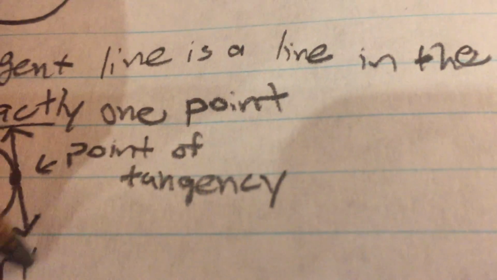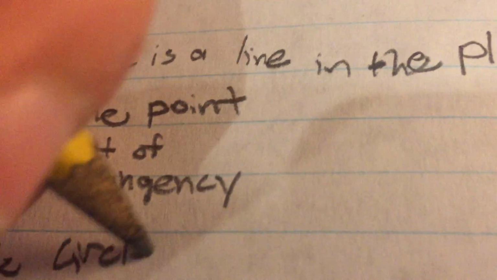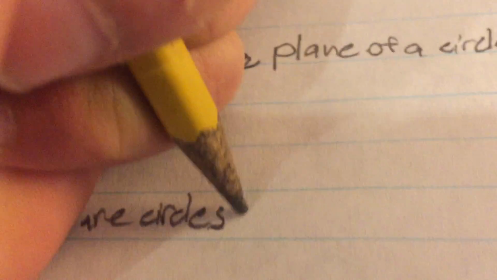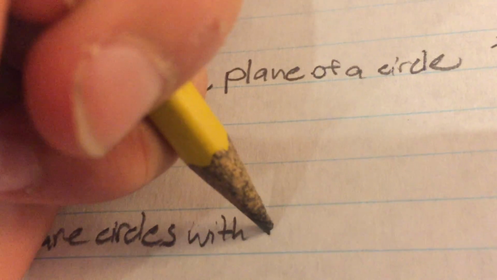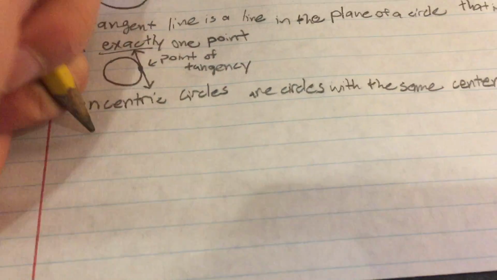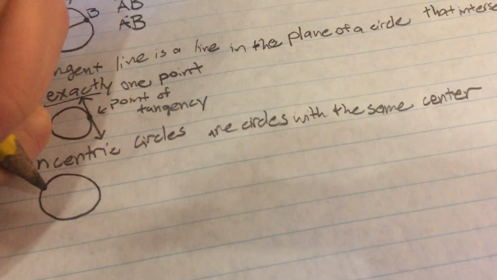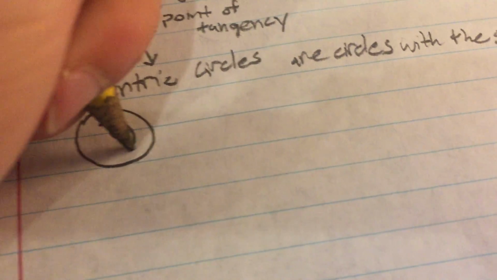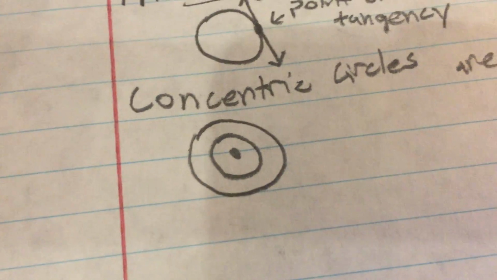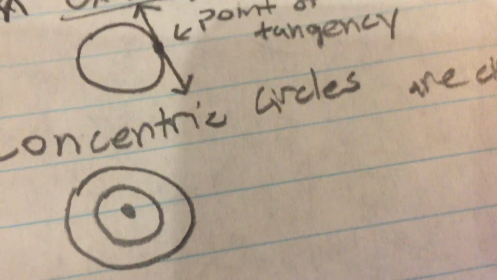And then lastly is concentric circles. Concentric circles are circles with the same center. Like that. So say this is a circle, right? That's the center. But this circle also has the same center. Looks like an eyeball.